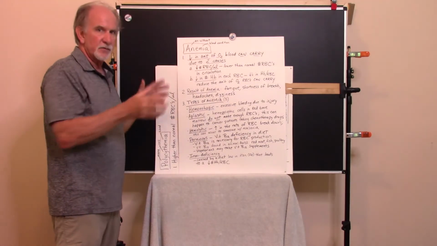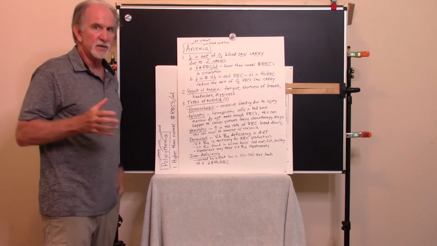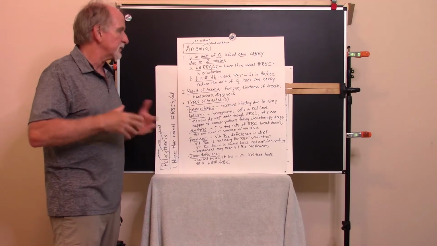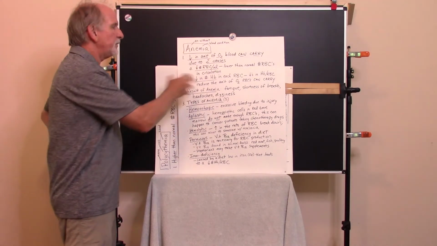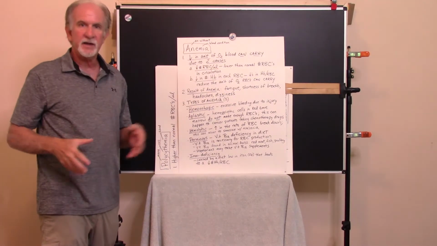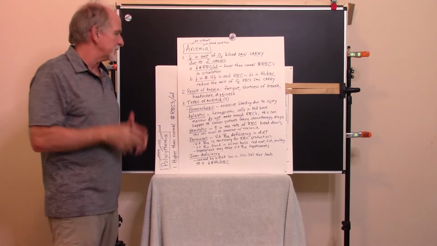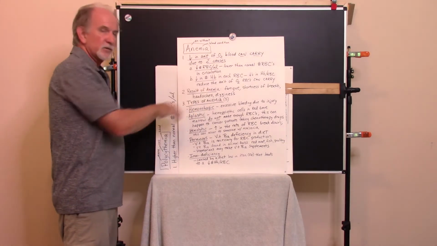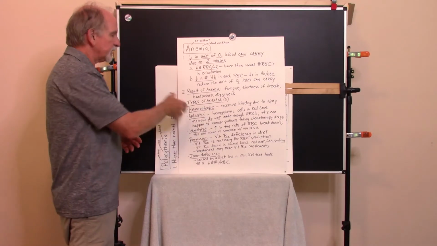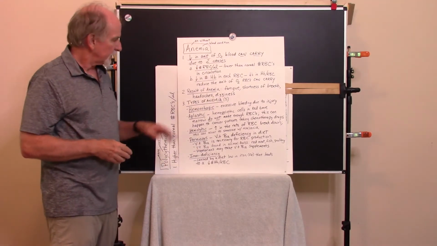So the result of anemia, where blood is not carrying enough oxygen to the cells of the body, would be fatigue, shortness of breath, headaches, and you just feel kind of dizzy. There are several types of anemia. I want to tell you about 5 of them.